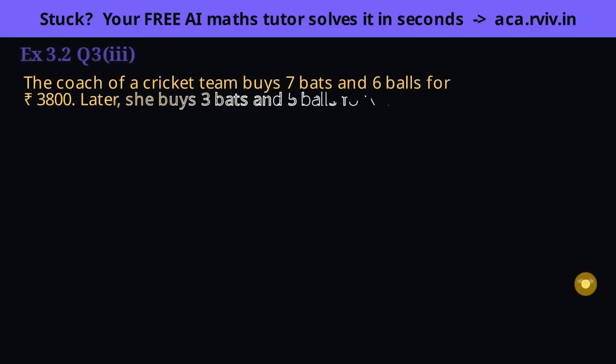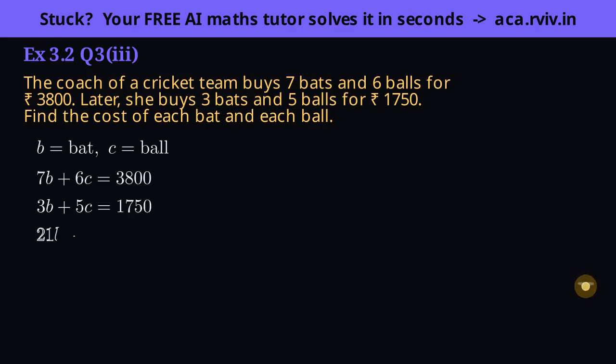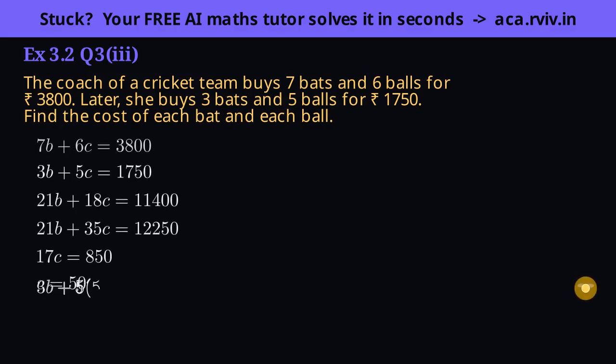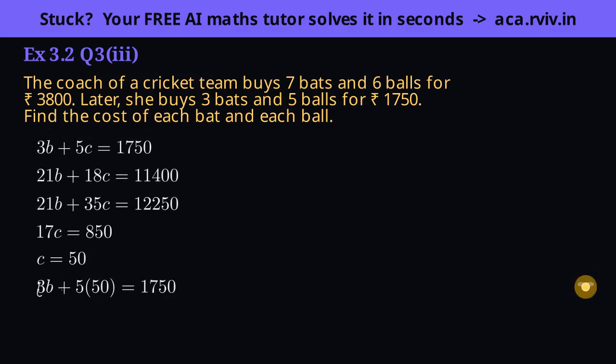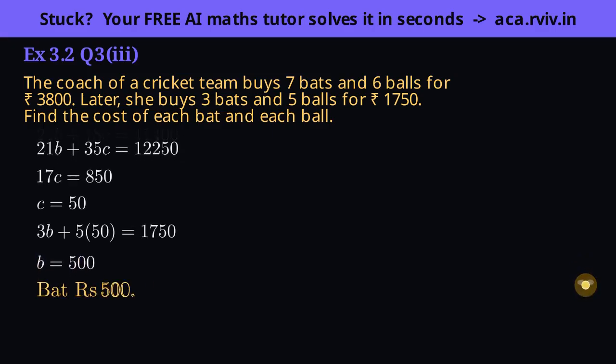2 shopping trips, 2 equations. Set up: let B be a bat's cost and C a ball's. Each shopping trip is 1 equation. First trip. Second trip. Setup for elimination: match the B terms. First times 3. Second times 7. Subtract to remove B. Solve for C. Put C back into the second trip. Solve for B. Insight: 2 separate purchases of the same items are exactly the 2 equations you need.